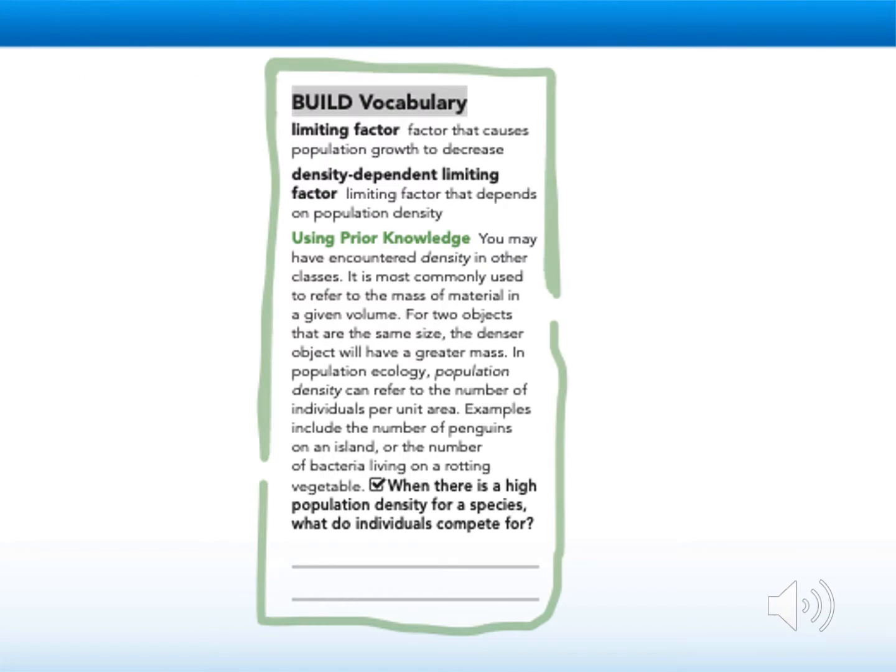2 vocabulary words that we're now going to go over are limiting factor, which is a factor that causes population growth to decrease, and density-dependent limiting factor, which is a limiting factor that depends on the population density.